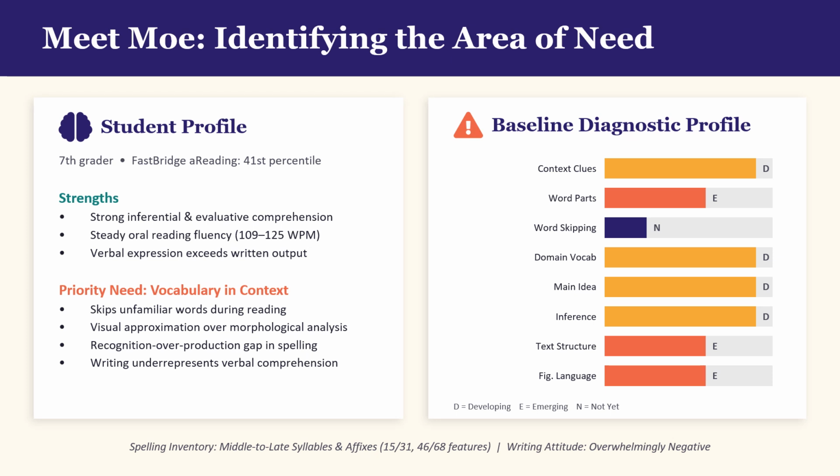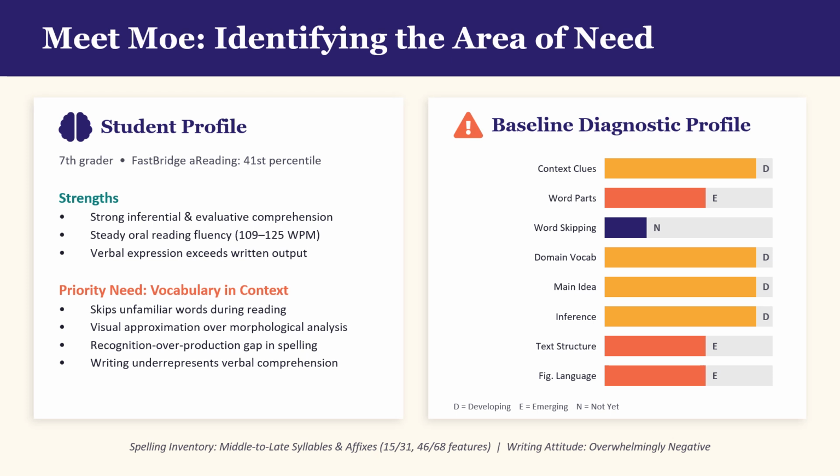So some of the surveys and different basic reading inventories that I did with him at first showed that his inferential and evaluative comprehension were solid across every passage that we read together. And his oral reading fluency was steady between 109 and 125 words per minute. But his vocabulary in context was something different.